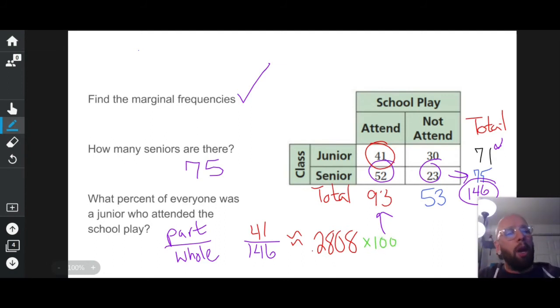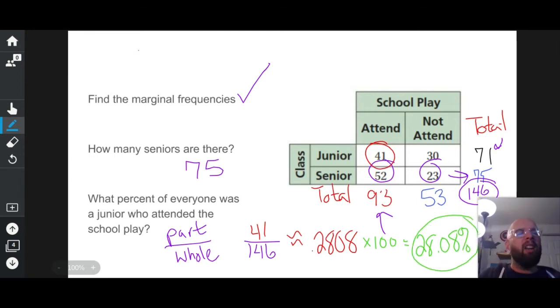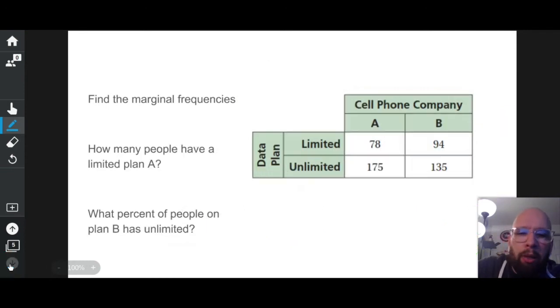So 0.2808 is the same as 28.08%. We could say that a little bit more than 28% was a junior who attended the school play. These problems get a little confusing once you start throwing percents in there, but it's not a world ender. You're usually going to have to whip out a calculator. Sometimes the numbers are friendly enough, but in this problem they are not.